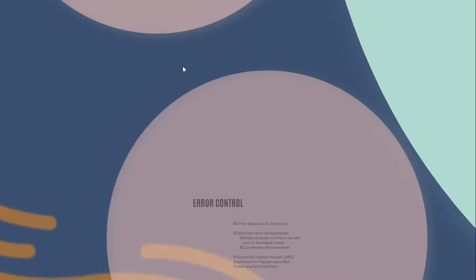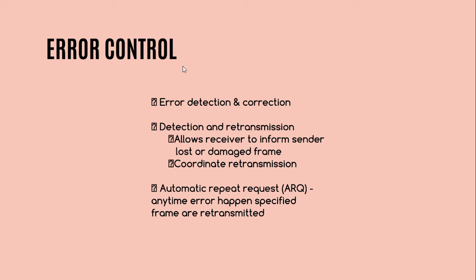Okay, so error control in the data link layer is based on ARQ, which is automatic repeat request, which is the retransmission of data. The term error control refers to methods of error detection and retransmission. Every time an error is detected in an exchange, specified frames are retransmitted. This process is called ARQ.